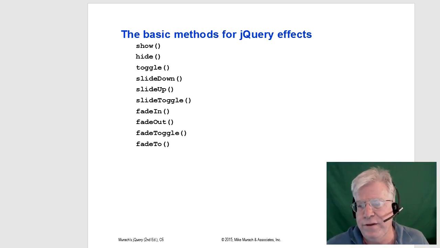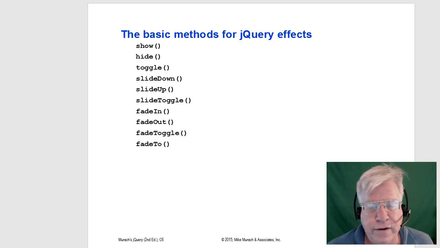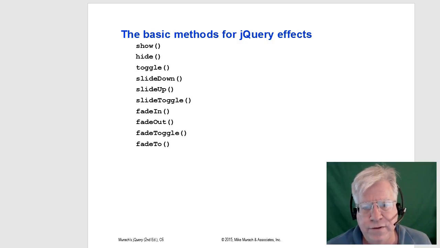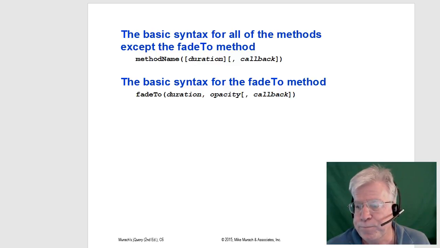Here are some of the methods. You're going to show something or you might hide it, toggling it back and forth. You might slide up or slide down, a slide toggle, fade in, fade out, fade to, a toggle. So you'll start to see these types of methods listed in the jQuery code that you'll be looking at. Notice that you'll see a method name and then an action that would happen with that method, and you'll be passing in parameters.